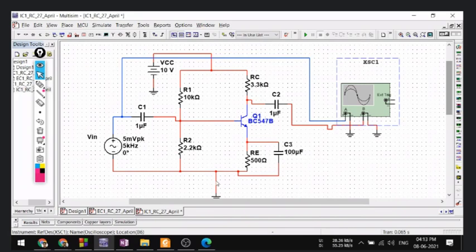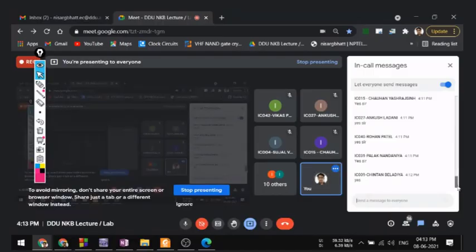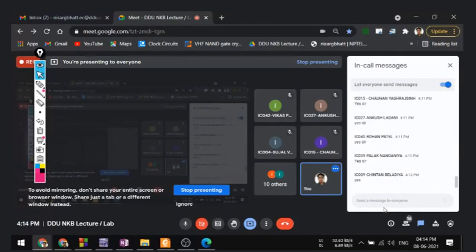Those who are working with Multisim, it is easy for them. You have to just change the value of RE and just measure the peak to peak. So shall I move ahead, or do you have to implement it? If you want some time, I can give you 15 minutes. After that, I can go with the next experiment.